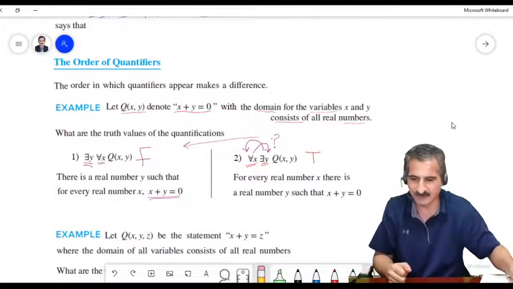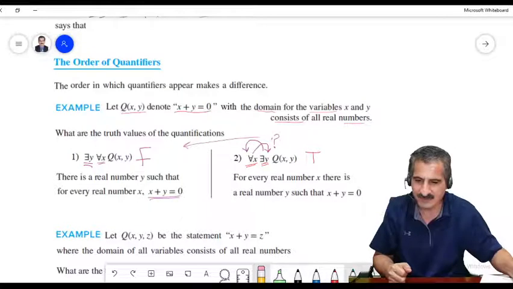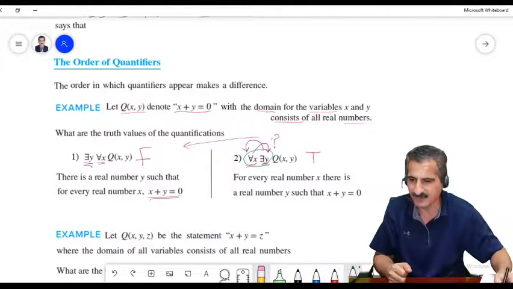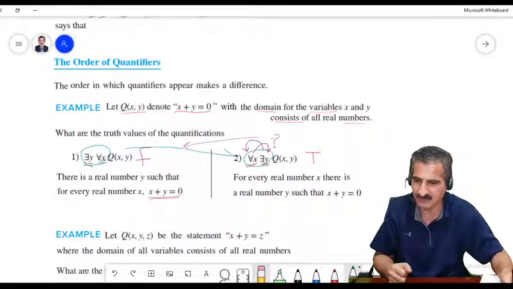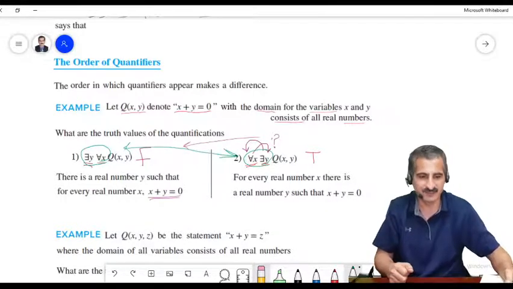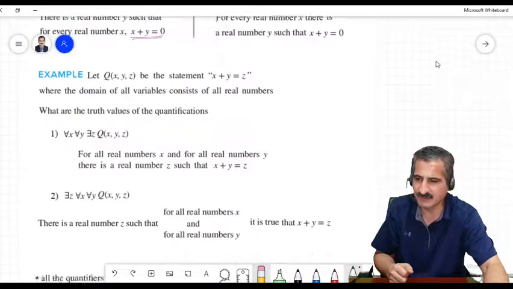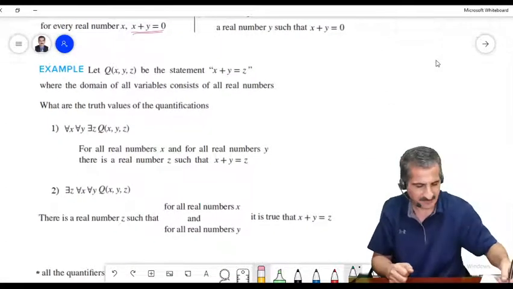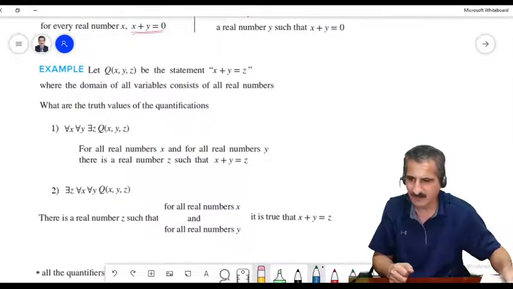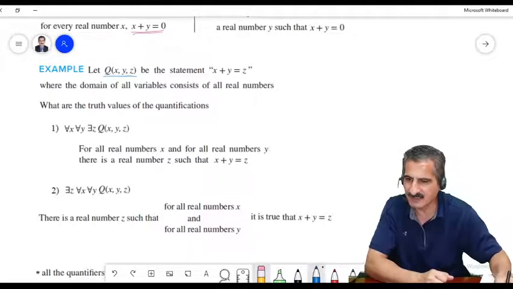What we learned from this example is that if we change the order of quantifiers, then the meaning will be different. Let us see another example for that. Let Q of x, y, z be the statement x plus y equals z.